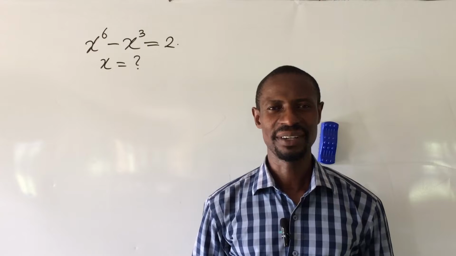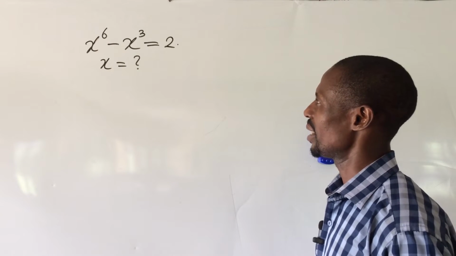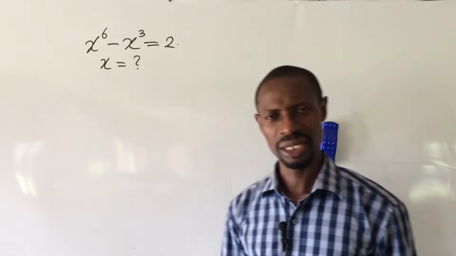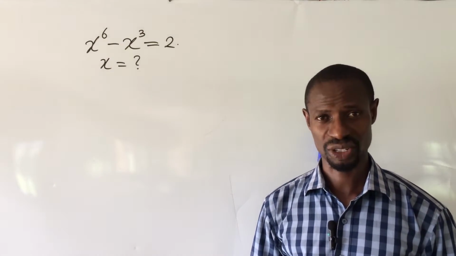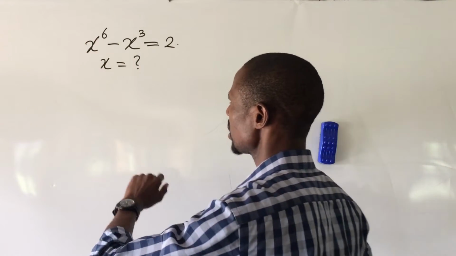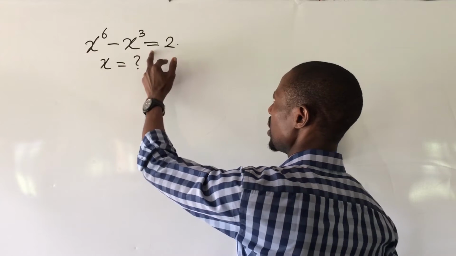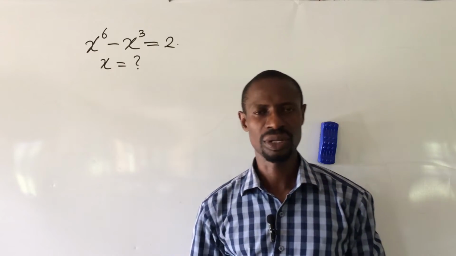And here we have an exponential question or challenge. And in this challenge, I'll just say a particular thing I want to bring to my viewers and my subscribers. Now, the question says x to the power of 6 minus x to the power of 3 equal to 2. What will be the value or all the possible values of x?